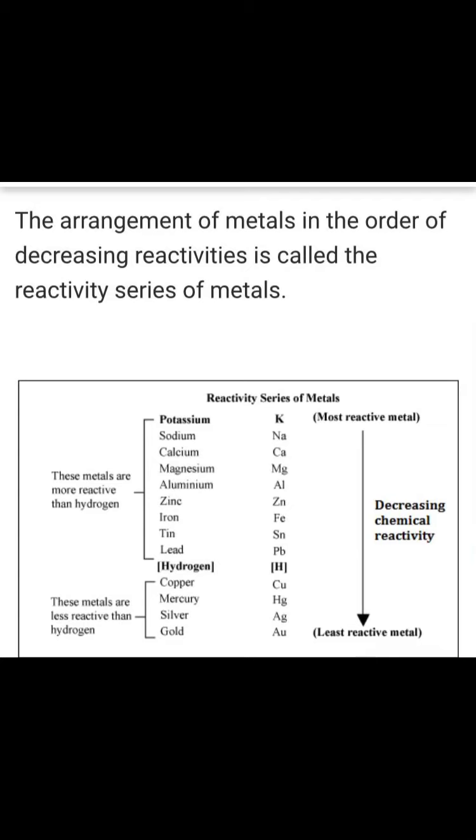This is the same series, and in this series you can see that some metals are above hydrogen and some are below hydrogen. So the metals above are more reactive than hydrogen, so they can replace the hydrogen, but the metals which are less reactive than hydrogen are not able to displace the hydrogen from its salt solution. So this is your reactivity series, which shows the most reactive one and the least reactive one. So is it clear?